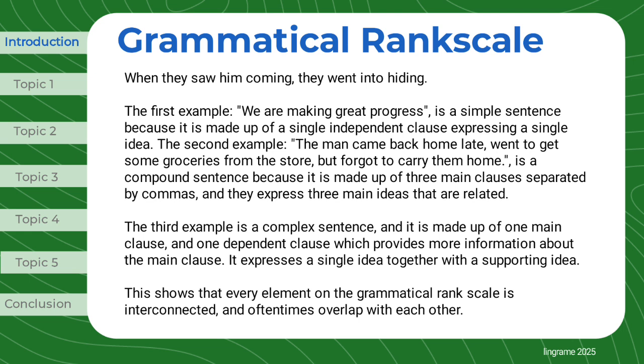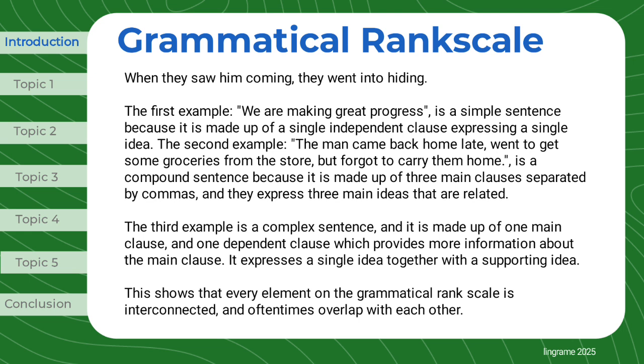The second example, the man came back home late, went to get some groceries from the store, but forgot to carry them home, is a compound sentence because it is made up of three main clauses separated by commas, and they express three main ideas that are related. The third example is a complex sentence, and it is made up of one main clause and one dependent clause which provides more information about the main clause. It expresses a single idea together with a supporting idea.